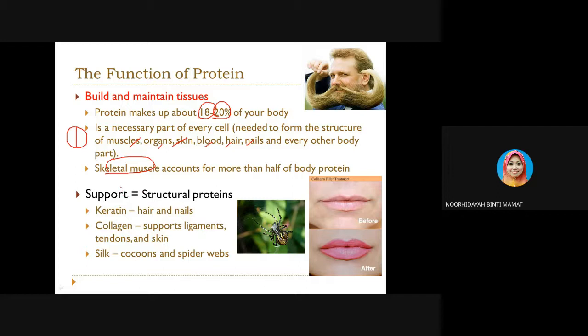Okay, and the protein also functions to support. That is, they give structure, which is the structural proteins. For example, the protein keratin is important to our hair and nails. Collagen supports the ligaments, tendons, and also skin. This is an example of people injecting the collagen protein into the lips, before and after. They support the ligaments, tendons, and also skin. And for example, silk is actually made by cocoons and also spider webs. So protein can also function as a structural protein.